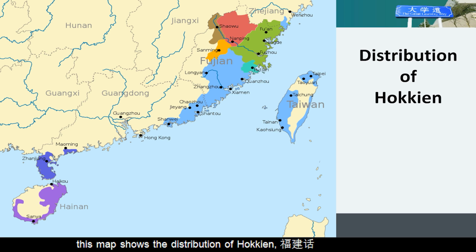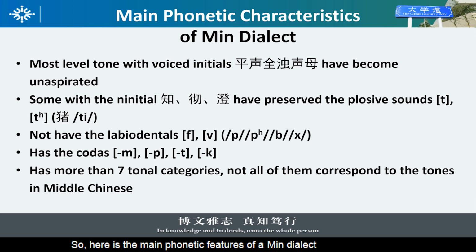Okay, this map shows the distribution of Hokkien, Fujianhua, or Min dialect. So here's the main phonetic features of Min dialect, including the most level tone, 平声, where the voiced initial 平声全浊声母 have become unaspirated.